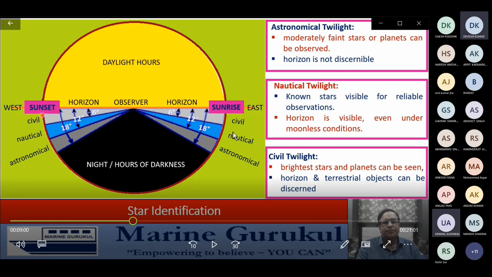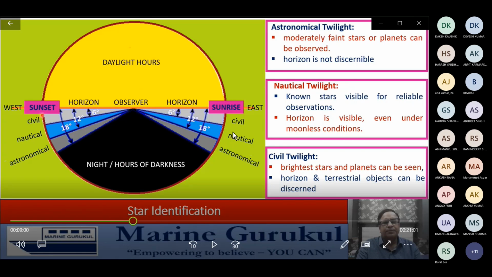Sir, can we say upper limb, the part that stays on top? Yes, you can say the upper limb, because in both morning and evening it is the upper limb. When the upper limb goes below the horizon or comes out of the horizon, that is the visible sunrise or visible sunset.